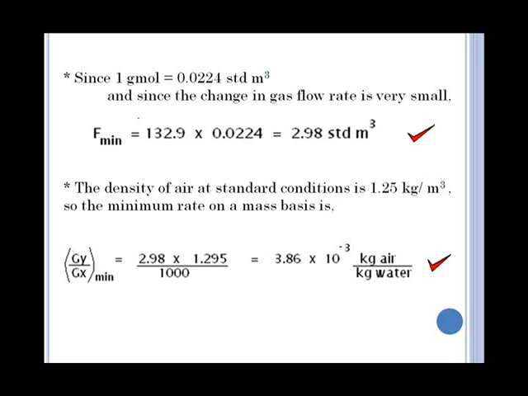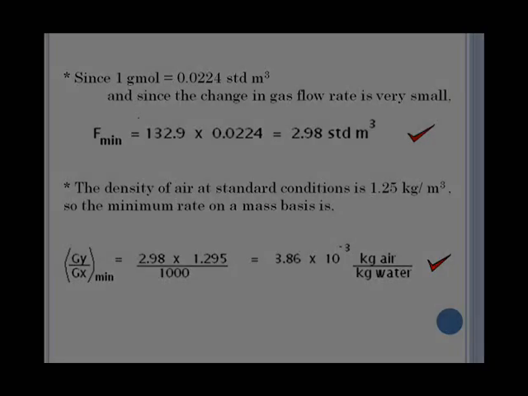To calculate the minimum air rate on a mass basis, we should know the density of air at standard conditions, which is given as 1.25 kilograms per cubic meter. So the minimum rate on a mass basis is 2.98 standard cubic meters times 1.25 kilograms per cubic meter over 1000, and this is equal to 3.86 times 10 to the negative 3 kilograms of air per kilogram of water.